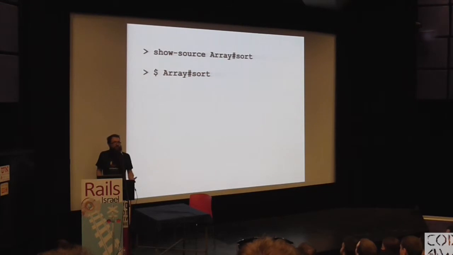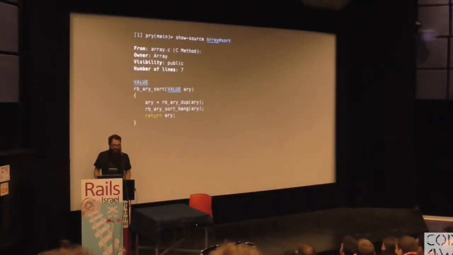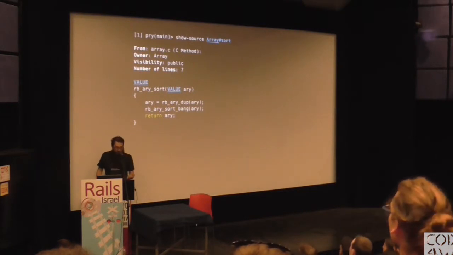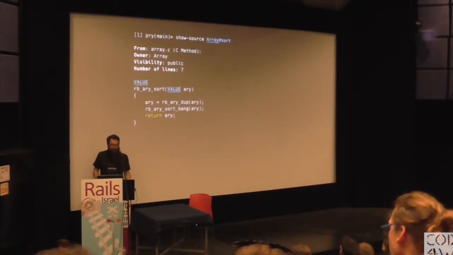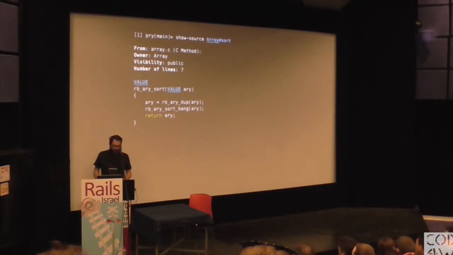Another neat thing is show source, which shows you the code of your class, your function, your module, and also here you need to install PryDoc to actually be able to see the C code. It looks like this. So array sort is basically just a wrapper around array sort. And also here you see the visibility of the method, pardon. You see where it's coming from. For Ruby code, that would be Ruby, not C code. I'm sorry for this. And also, again, lots of meta information attached to it.